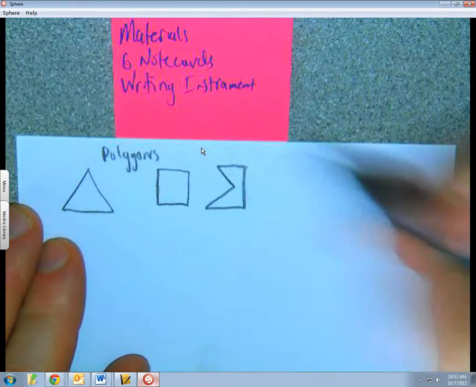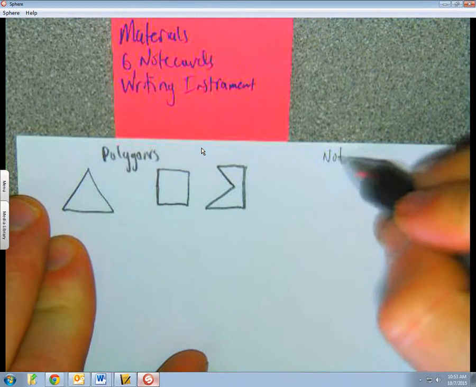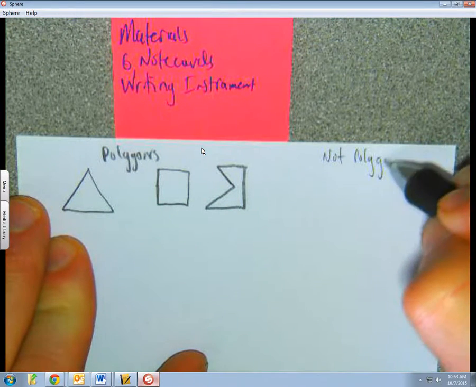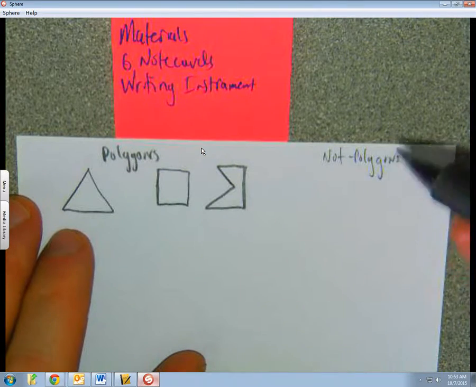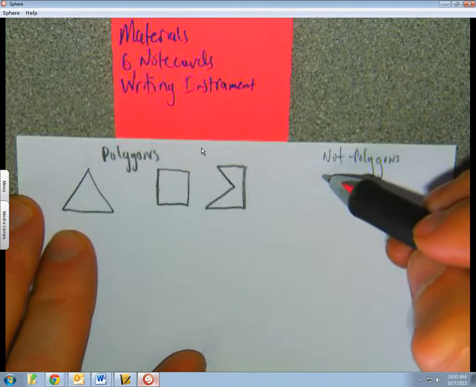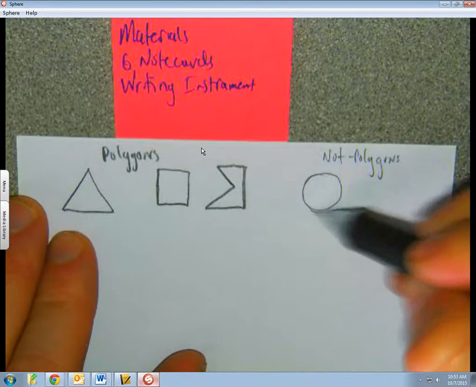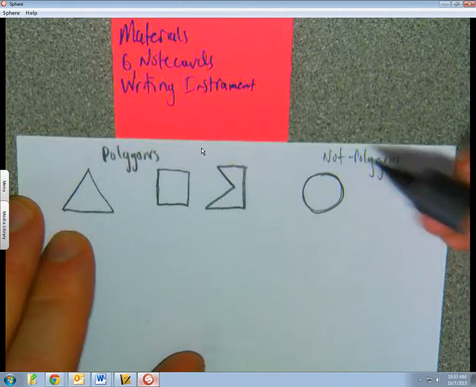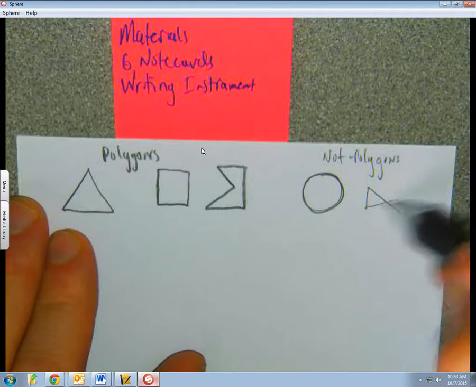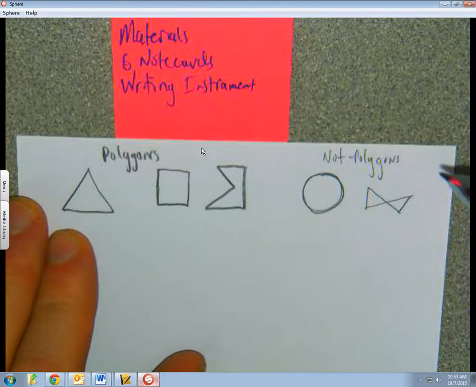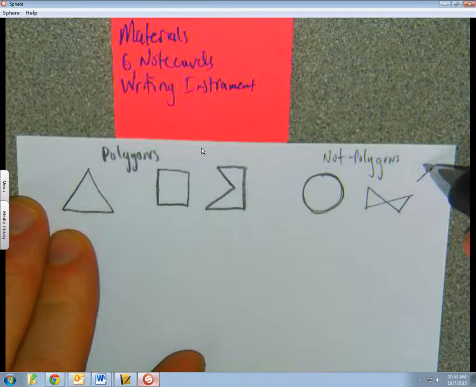And these are not polygons. And not polygons would be that, that is not a polygon. And this is not a polygon. And this is not a polygon.